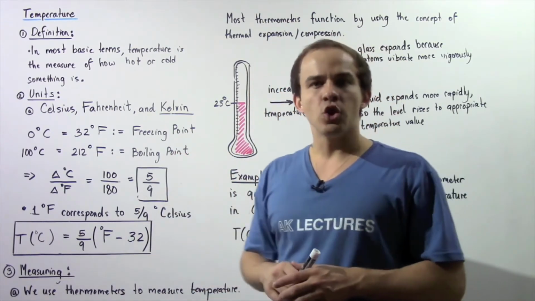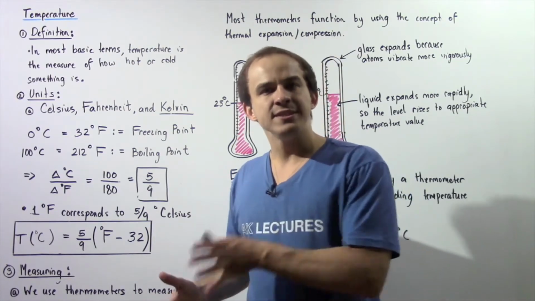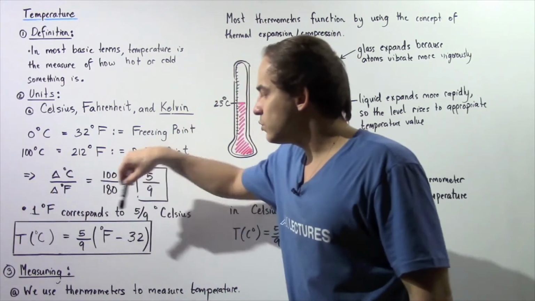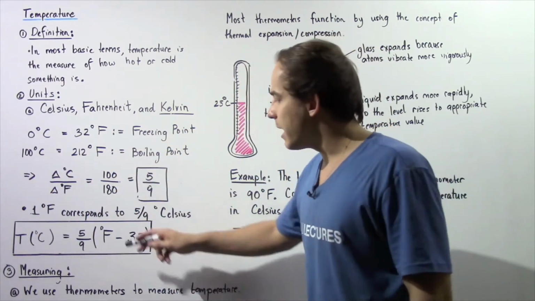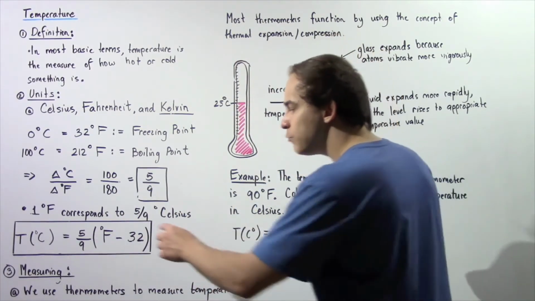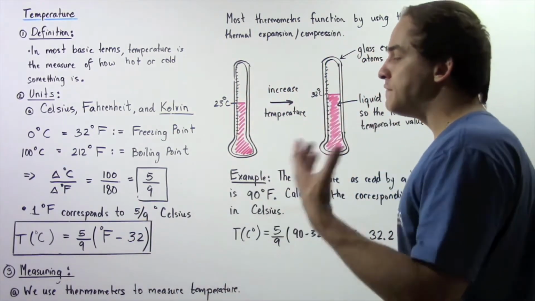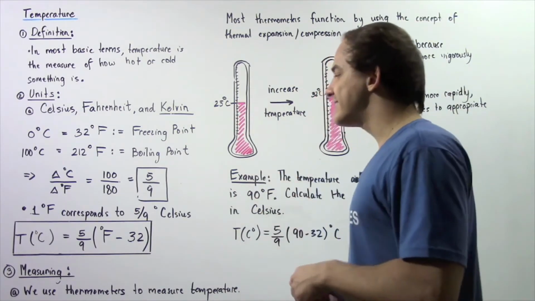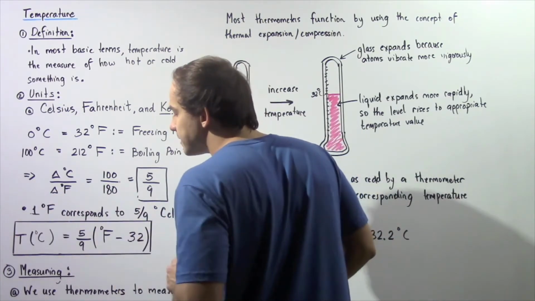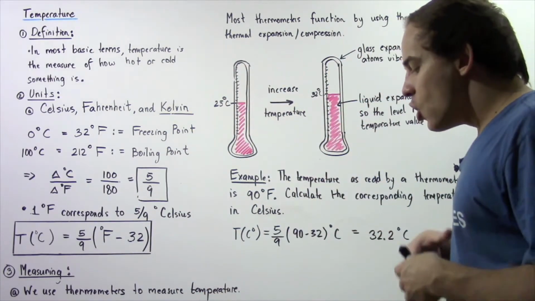So using this ratio, we can deduce the following equation that gives us the temperature in Celsius knowing the temperature in Fahrenheit. The temperature in Celsius is equal to 5 divided by 9 multiplied by F, our temperature in Fahrenheit, minus 32. Now, if we solve for this, we can find a formula that gives us the temperature in Fahrenheit knowing the temperature in Celsius. We simply multiply both sides by 9 divided by 5, and then we add 32 to both sides.